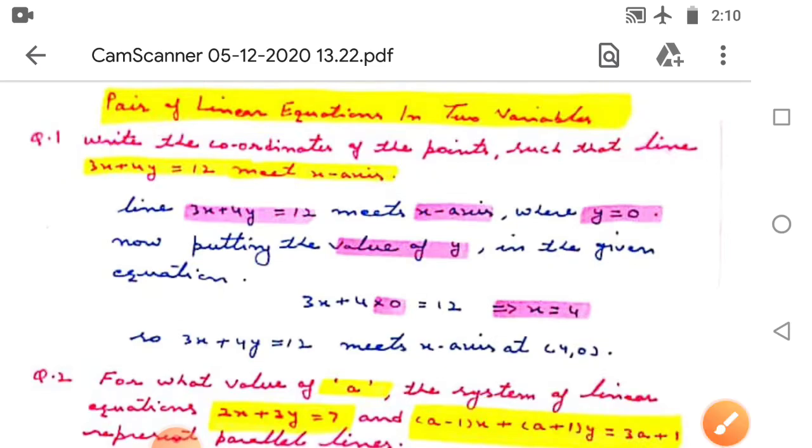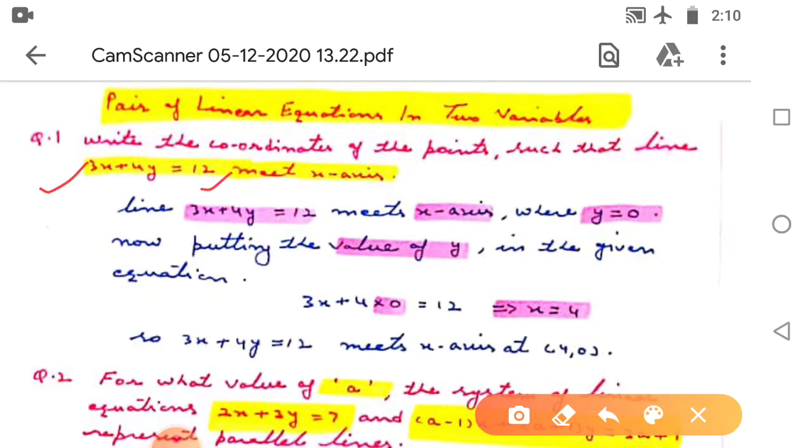Okay, so the equation of the line is 3x plus 4y is equal to 12, and this line, when we draw the graph, meets the x-axis at a given point, right? And we need to find the coordinates of that particular point. Clear? So here the important words are line meets at x-axis.